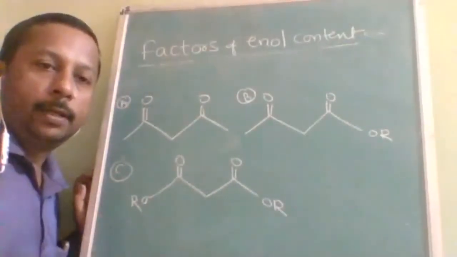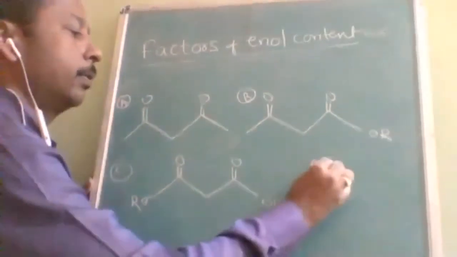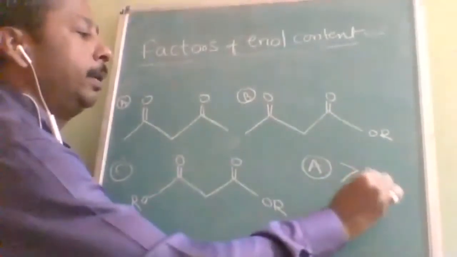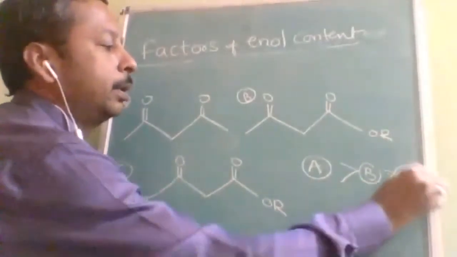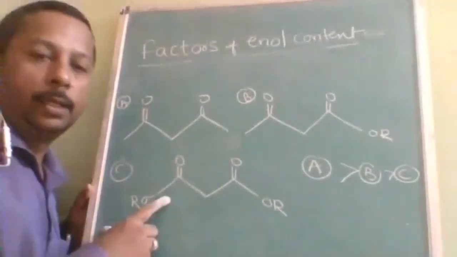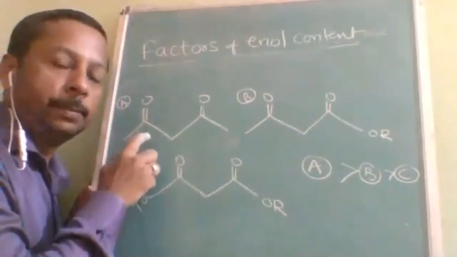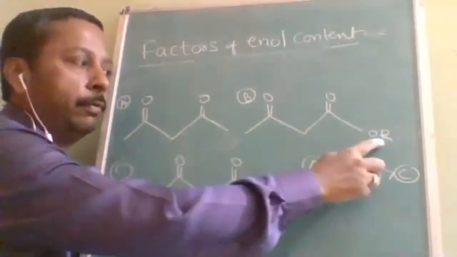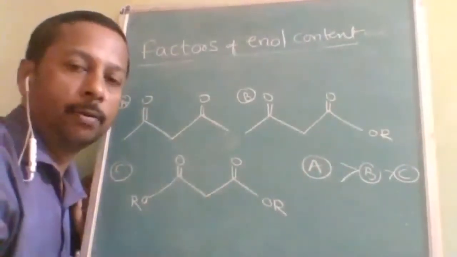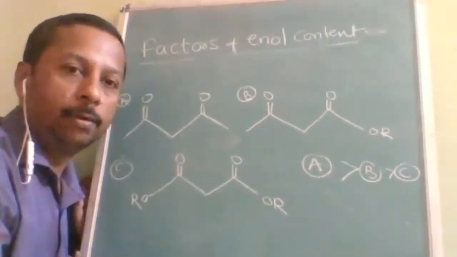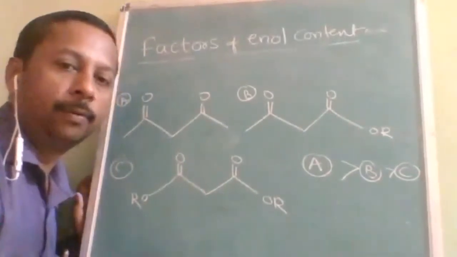Okay, let's suppose this is the question. Arrange them in the decreasing order of enol content. Highest enol content is found in A. Okay. Second highest is found in B because one OR group is there. And third highest or lowest will be C. So here enol content is almost negligible and enol content is maximum here because of absence of electron releasing group. Here one electron releasing group and here two electron releasing groups are there. More number of electron releasing groups, less will be enol content. More will be the electron withdrawing group, more will be enol content.